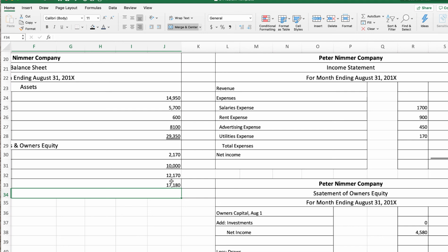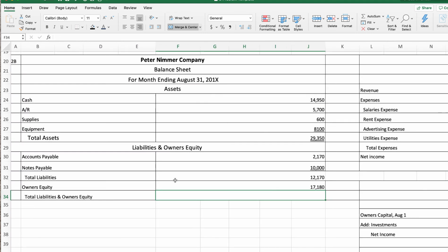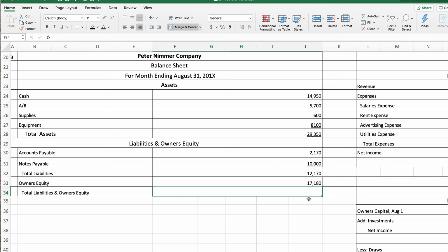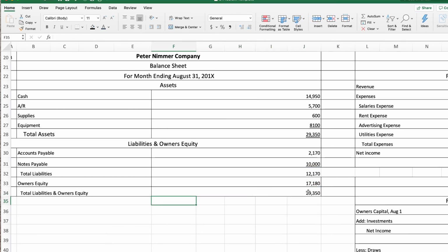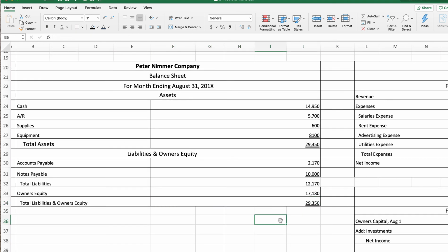I'm going to add my liabilities to my owner's equity, and I'm going to double underline because this is a total. Nothing's going to happen underneath it. So to make sure I'm right, total liabilities and owner's equity is 29,350. Total assets 29,350. The balance sheet is in fact in balance. I'm good. Okay.